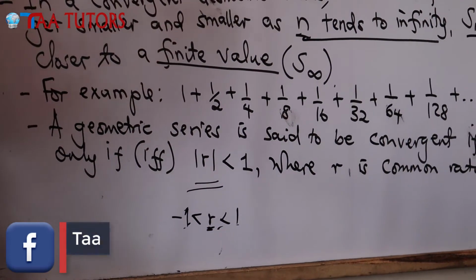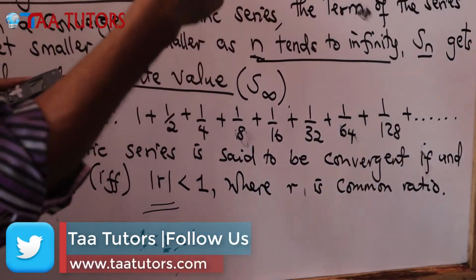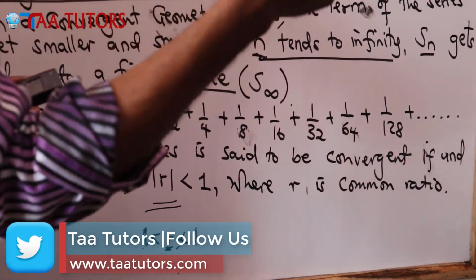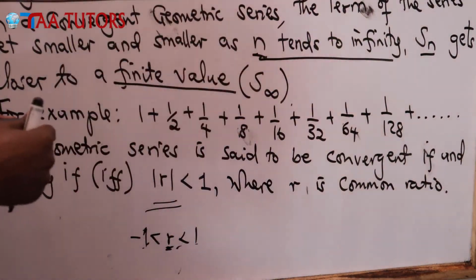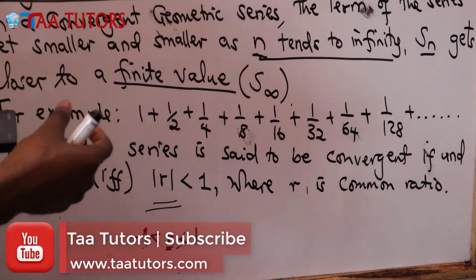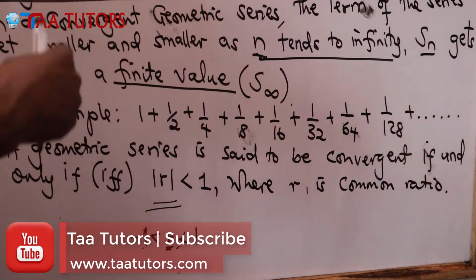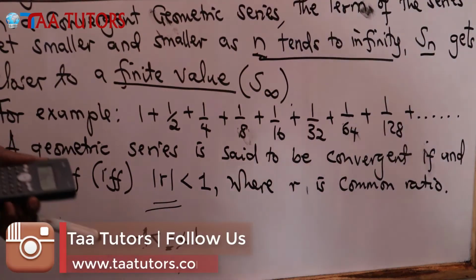So the ratio must always be something like 0 point, -0 point, +0 point. We cannot have something more than that. If I have -2 or +2, that value will not be accepted as a convergent value. So that's how you are going to test this particular series to determine whether it is convergent or divergent.